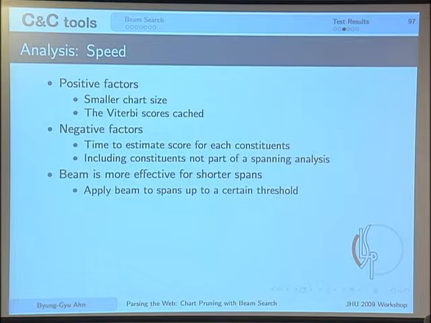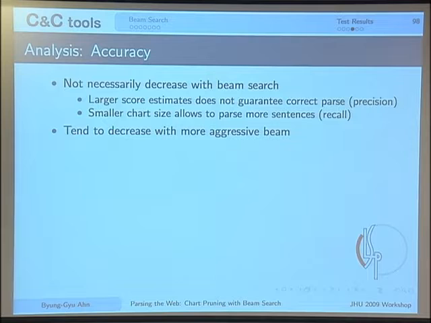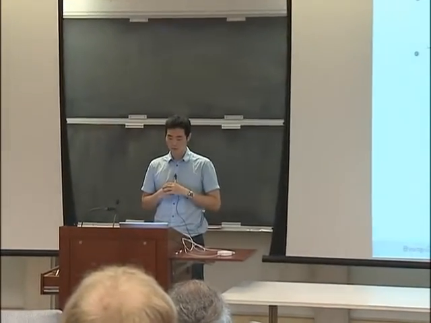The factors that affect speed are what I already told you about in the previous slides. So beam search may or may not increase speed, but it could actually give quite a big improvement in speed. And here's the analysis on accuracy. Accuracy does not necessarily decrease with beam search, because the constituents that get larger score estimates from the parse model are not necessarily the same ones as in the gold standard. And beam search makes the chart size smaller, and it allows the parser to parse more sentences, so it can actually improve accuracy too.